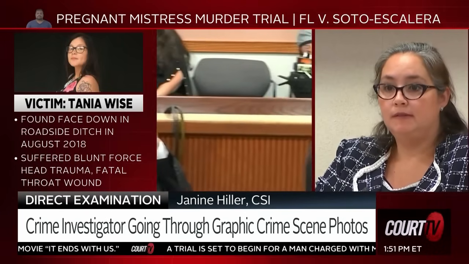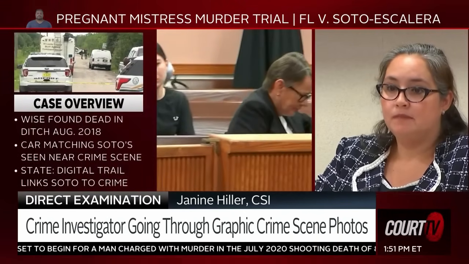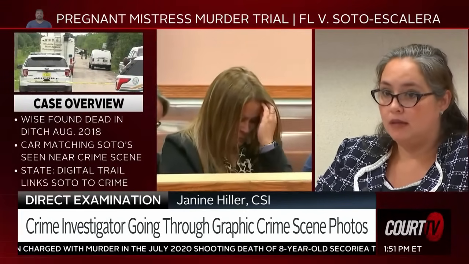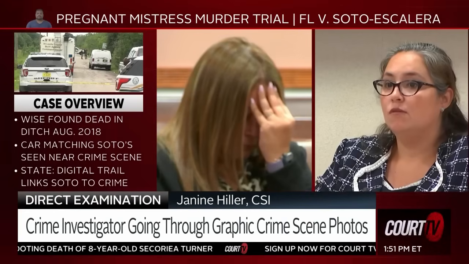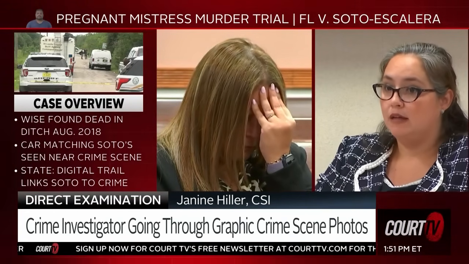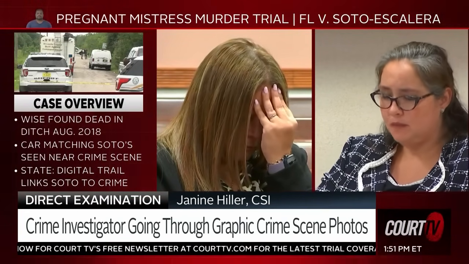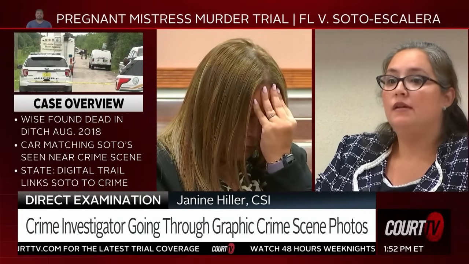All right. Were there any immediately obvious injuries once you were able to move the victim? Yes. So in this image, it's depicting the victim. This is exactly how she looked once we rolled her from the ditch area onto her back and into the body bag. You can see there's an injury to the right side of her neck.